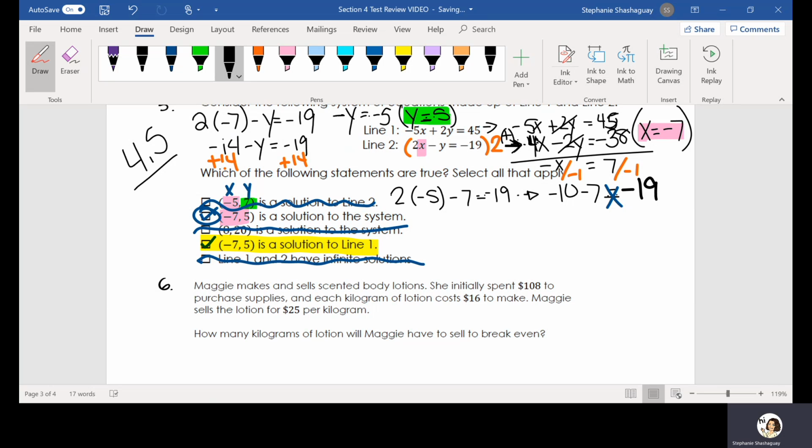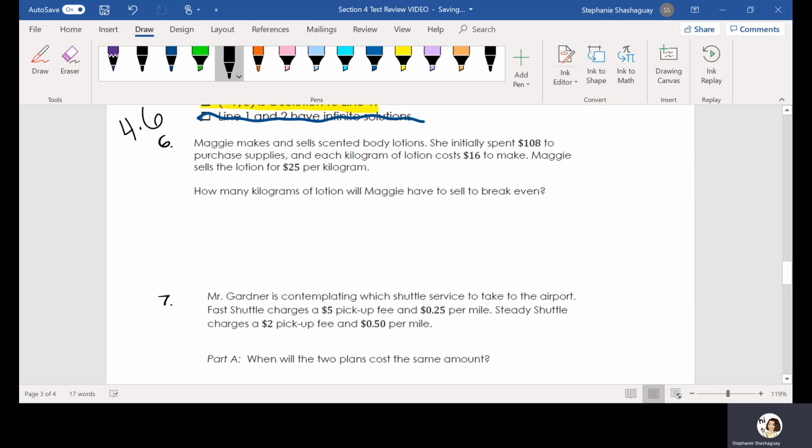Question 6 comes from section 4, topic 6. Maggie makes and sells scented body lotions. She initially spent $108 to purchase supplies, and each kilogram of lotion costs $16 to make, and she sells the lotion for $25 per kilogram. So how many kilograms of lotion will Maggie have to sell to break even?